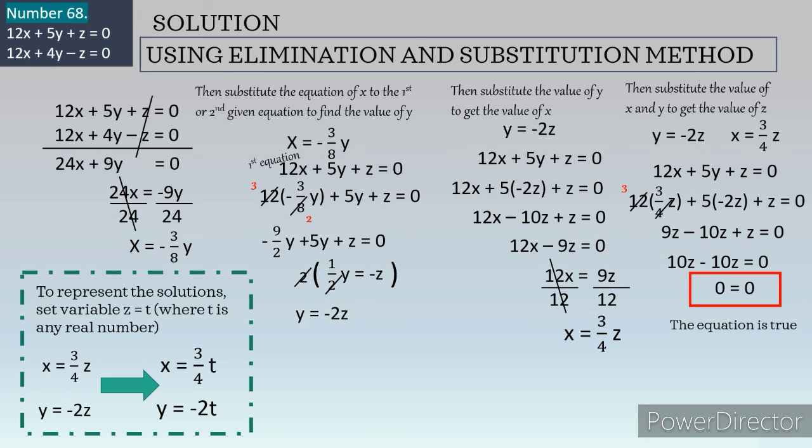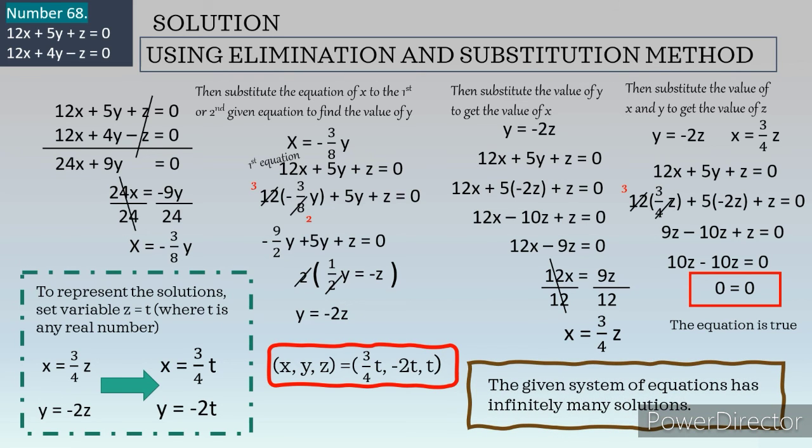To represent the solutions, set variable z to t, where t is any real number. So x will be 3/4 t and y will be negative 2t. And then we got all the values for the three variables x, y, and z. We have 3/4 t, negative 2t, and t. The given system of equations has infinitely many solutions.